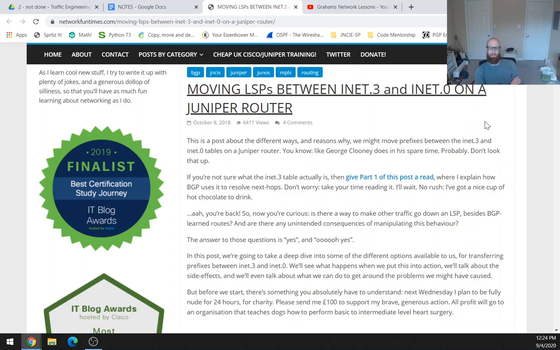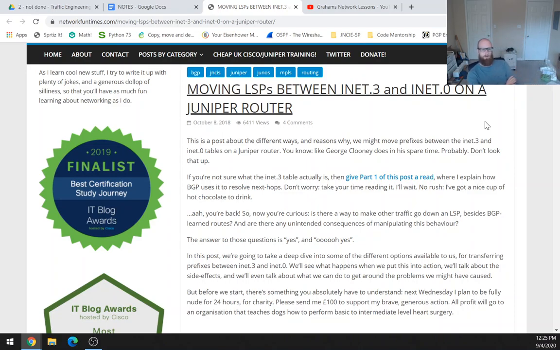You're back. So now you're curious. Is there a way to make other traffic go down an LSP besides BGP learned routes? And are there any unintended consequences of manipulating this behavior? The answer to those questions is yes and oh yes.